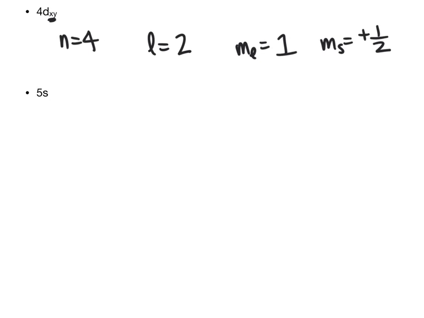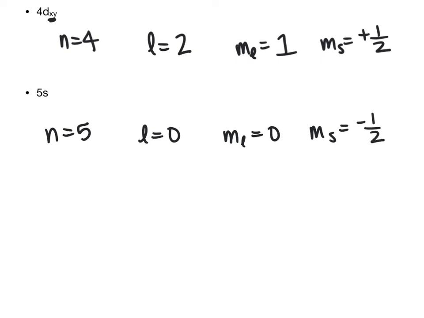So let's look at 5s. N equals 5, L equals 0, m sub L equals 0, and m sub s, in this case, I'm going to say it's negative 1/2 because I just wanted to pick something different. So when I ask for the 4 quantum numbers, you just need to provide any of the allowed values, not all of them, just what they are for this orbital.